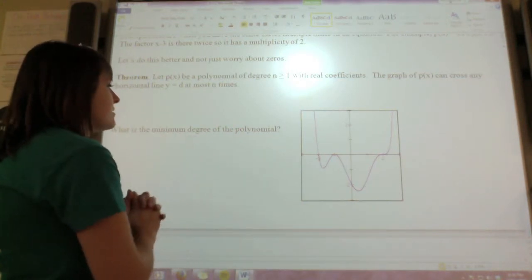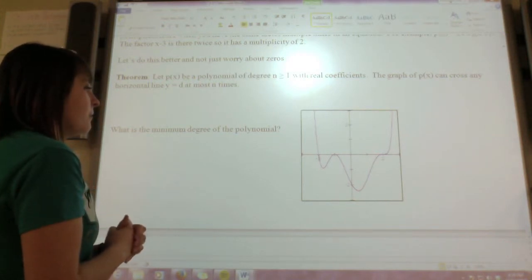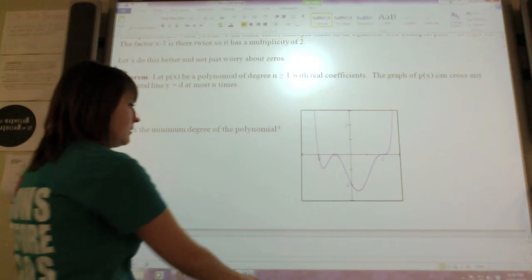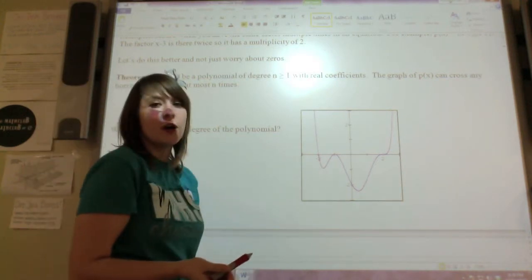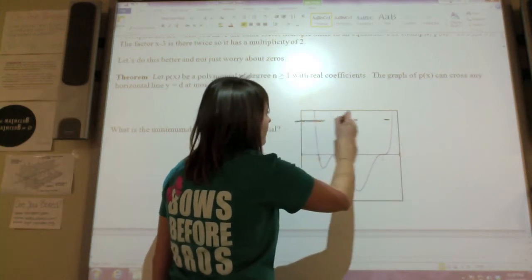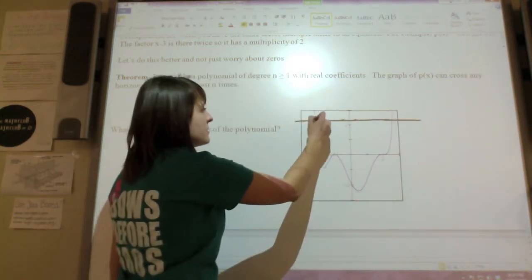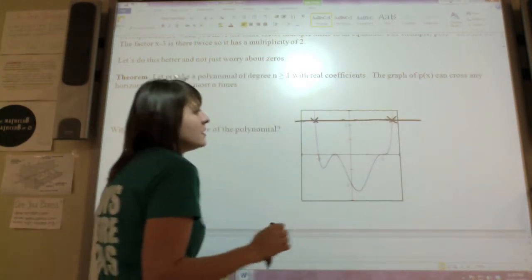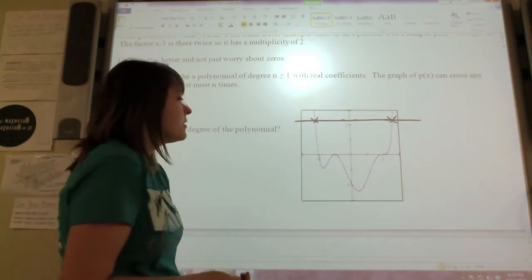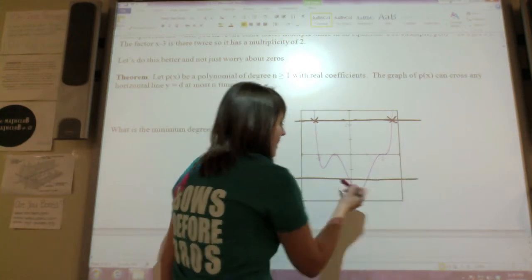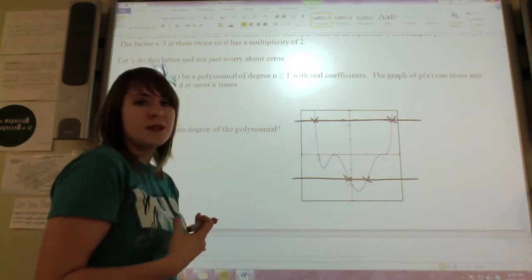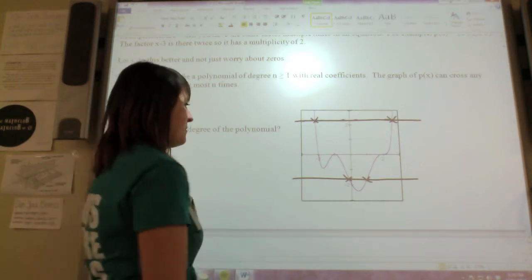So looking at this graph here, I want to think about what is the maximum number of times that this would cross a horizontal line. So let's just try drawing in a few horizontal lines. If I drew in a horizontal line here, it would only cross in 2 spots. Okay, is that the maximum number of places it could cross? No. What about down here? Again, this would only cross in 2 spots. So I need to look for places where it could cross in the most amount of spots.